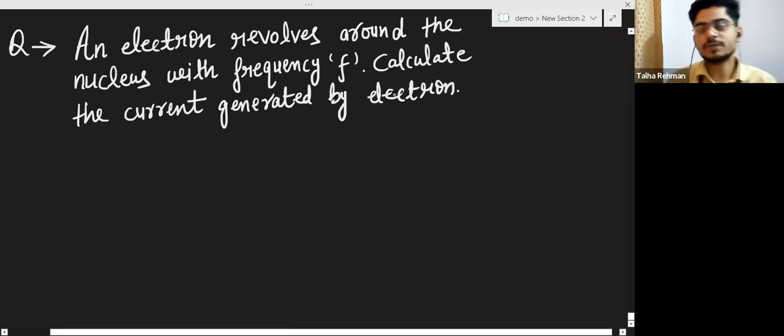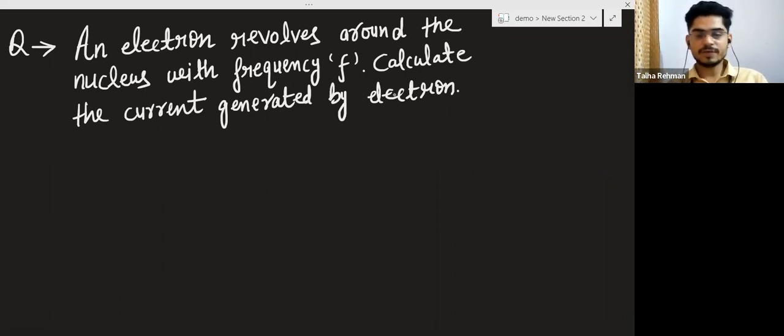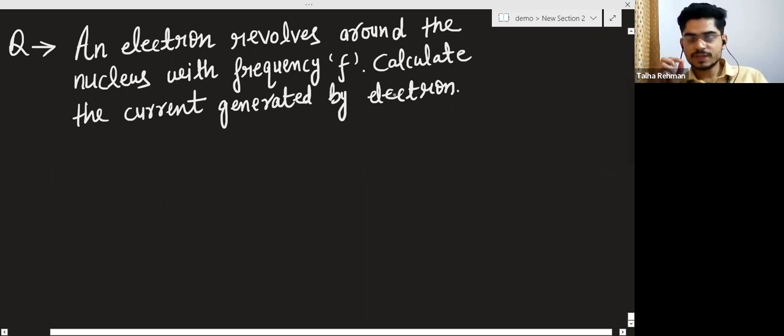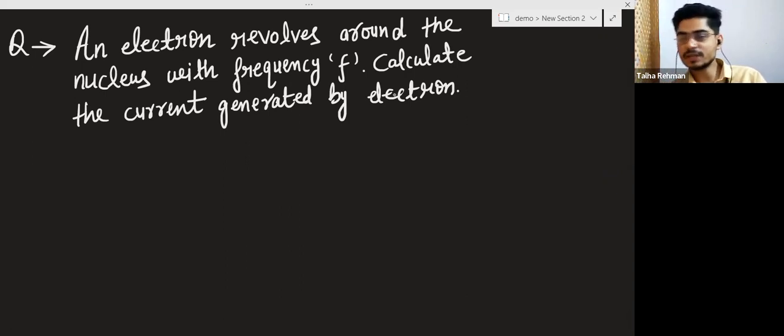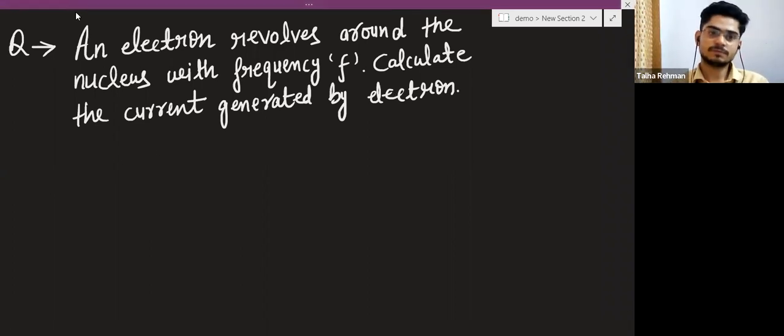So in the beginning of the class, I have told you if a charged particle will move, when the charged particle will perform motion, the current will be generated. And here the electron is moving and the electron is having a charge, means electron is a charged particle, and that charged particle is moving, means the current will generate, and that current we have to calculate. So no problem.